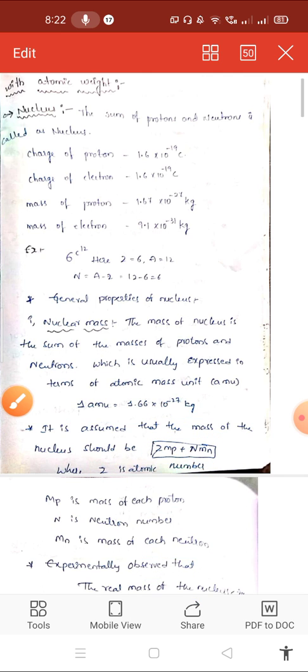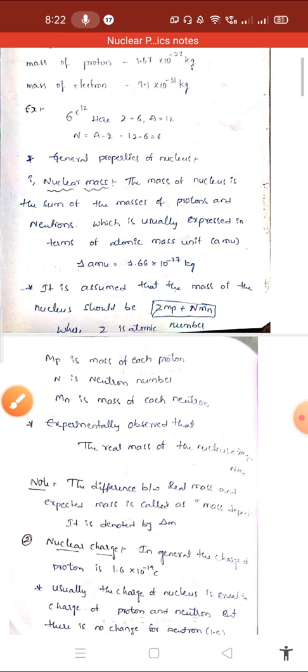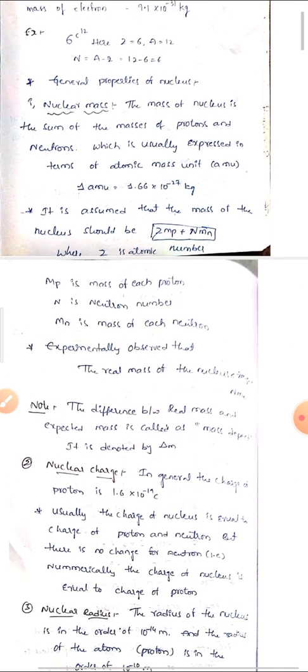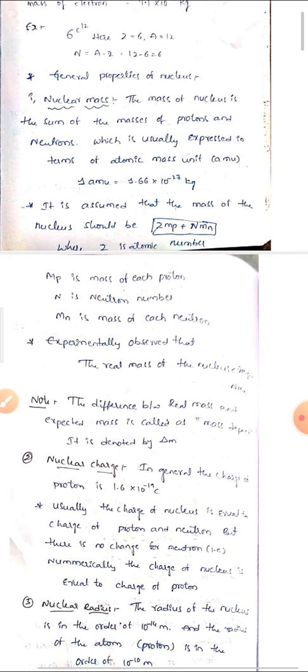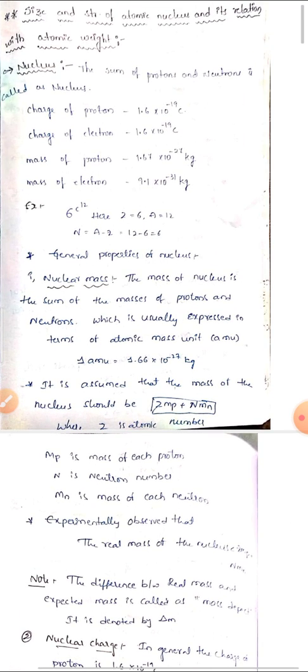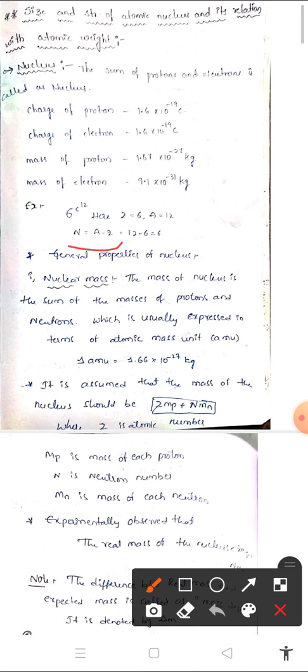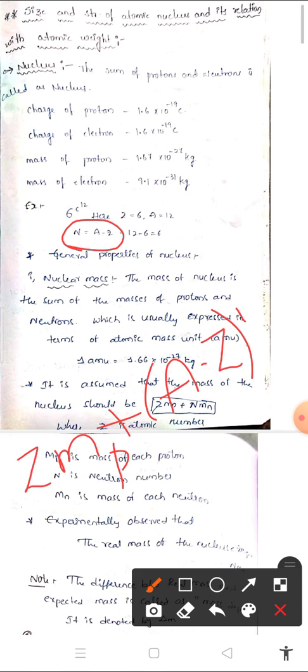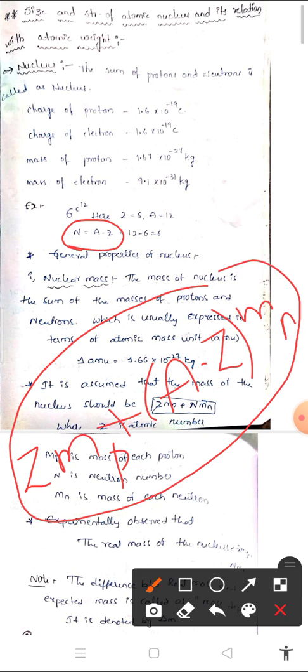Okay, nuclear mass. In general, it is experimentally observed that the mass of the nucleus can be Z Mp plus N into Mn. Already we have the value N is equal to A minus Z, right? N is equal to A minus Z. We can also write the nuclear mass as Z Mp plus (A minus Z) Mn. This is the complete nuclear mass, about the nuclear mass.